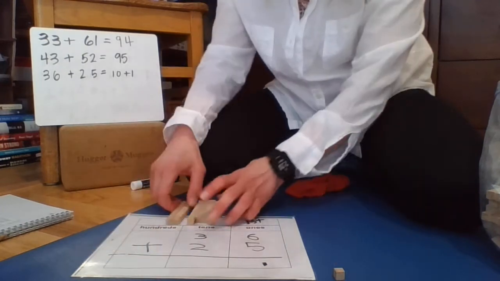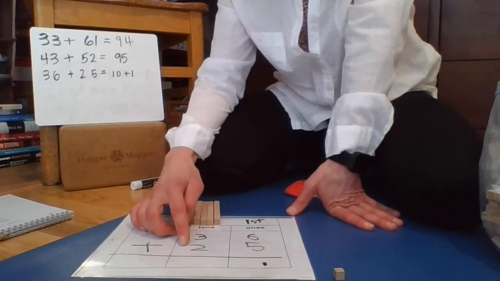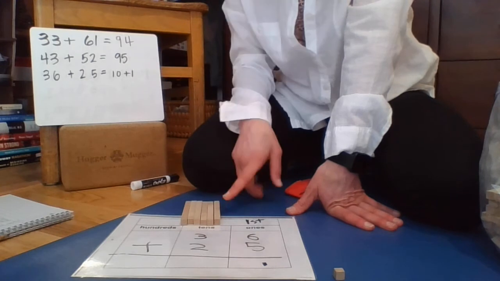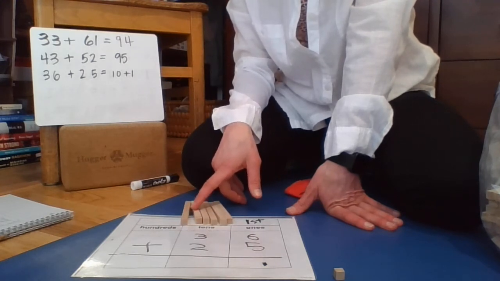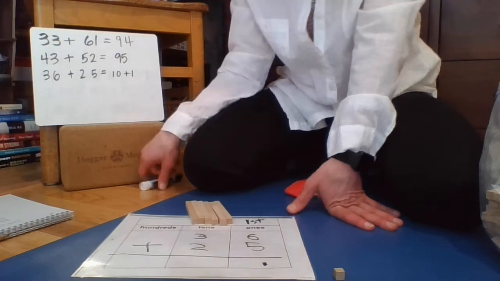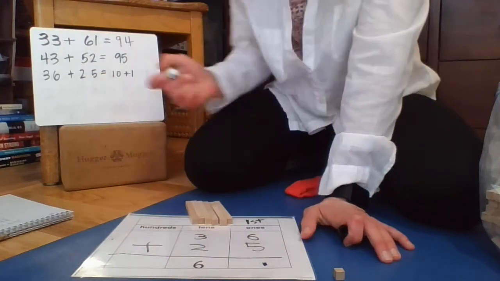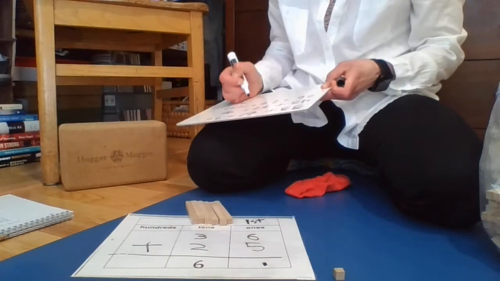Okay, and now I'm going to count up my 10s. I have 3 10s plus 2 10s plus that extra 10 that I just got from adding 6 and 5. So let's count 10, 20, 30, 40, 50, 60. I have 61.